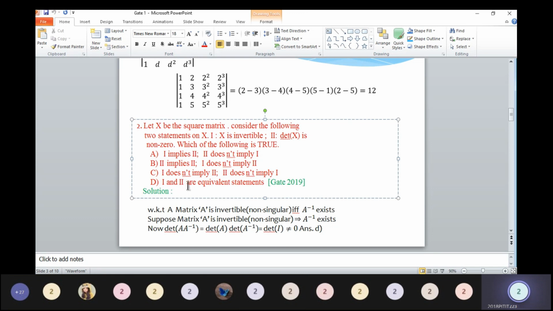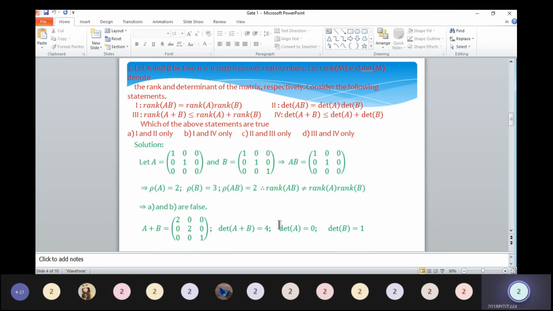So the answer is D, because if the determinant is non-zero, definitely it has a pair. Invertible means it has a pair, that is X inverse. So determinant is non-zero means definitely it has an inverse. It is not singular. So both are equivalent. Answer is D. So some results are being used.